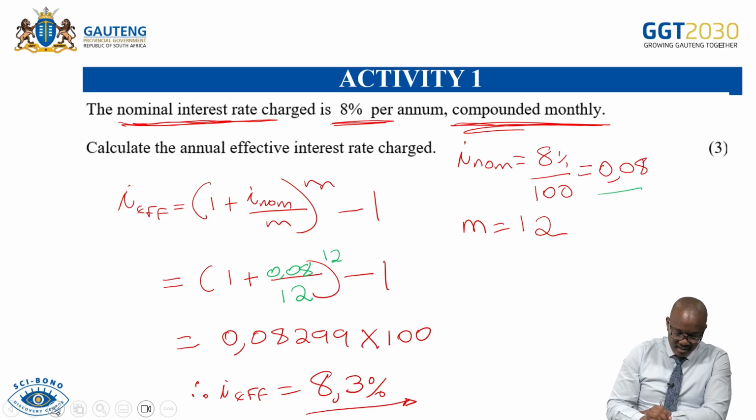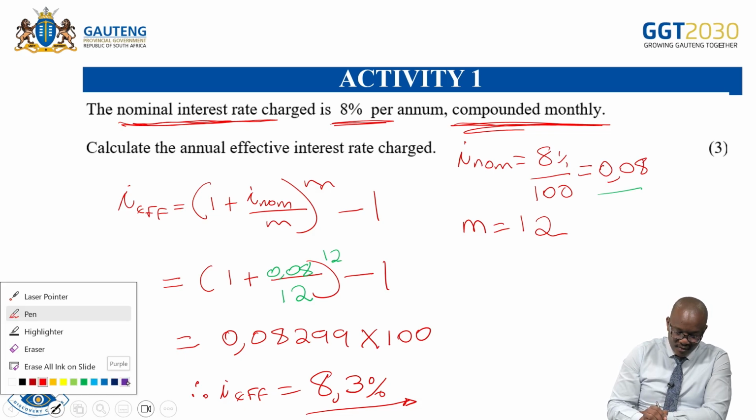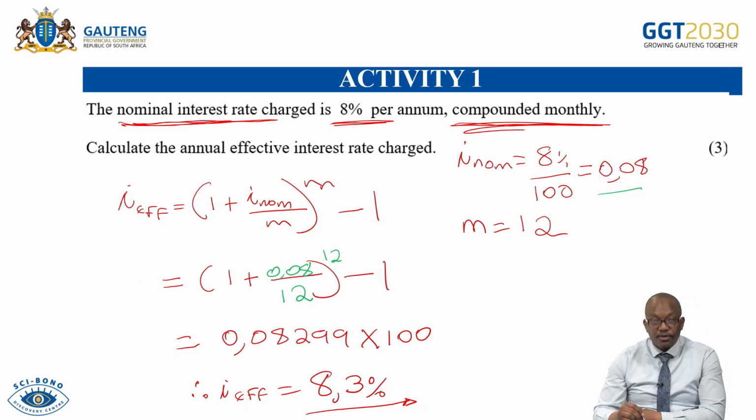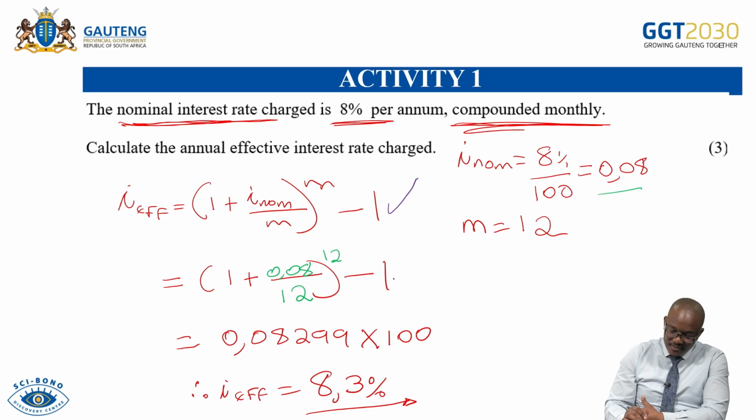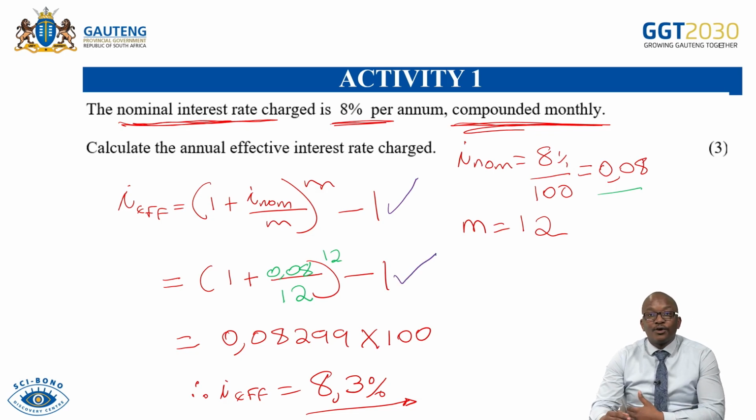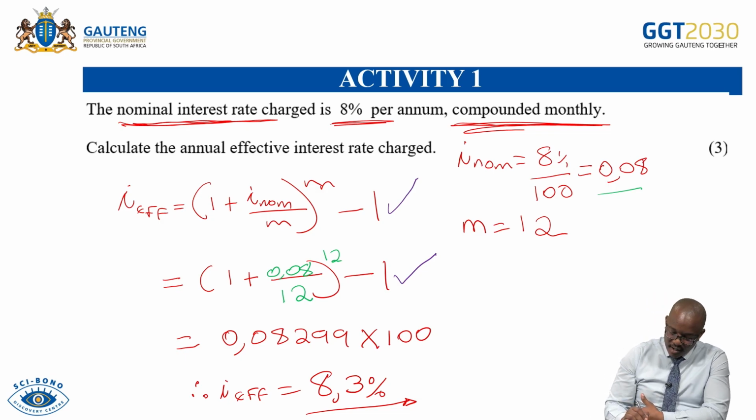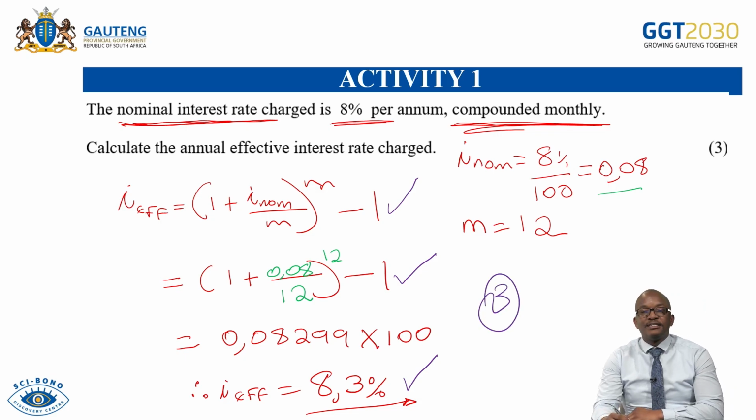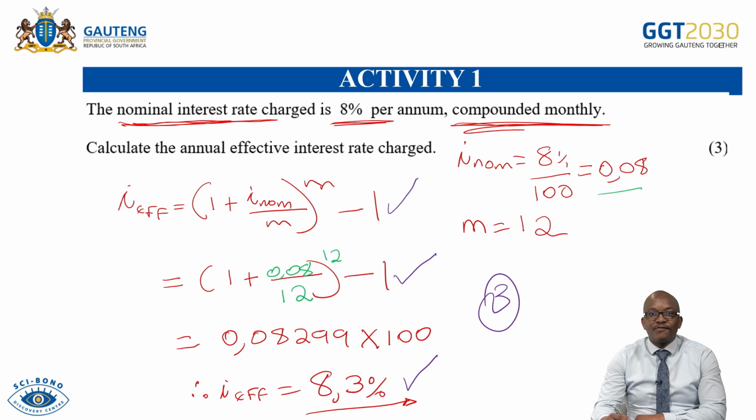And remember, as we mark this type of question, your first mark must go to your formula, for you to pick the correct formula. And then the second mark must go to your substitution. The correct substitution, remember, is the correct substitution of your nominal interest rate and also the different period. Then your final mark will go to the answer. So that's how you will accumulate your 3 marks in this type of question.